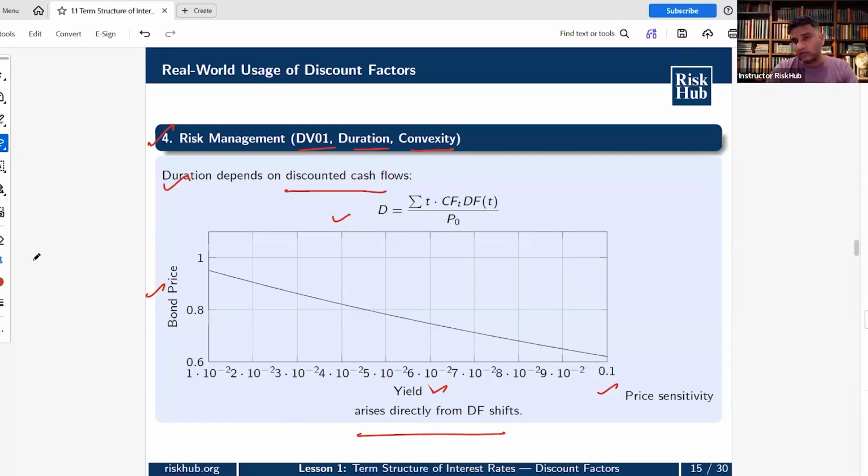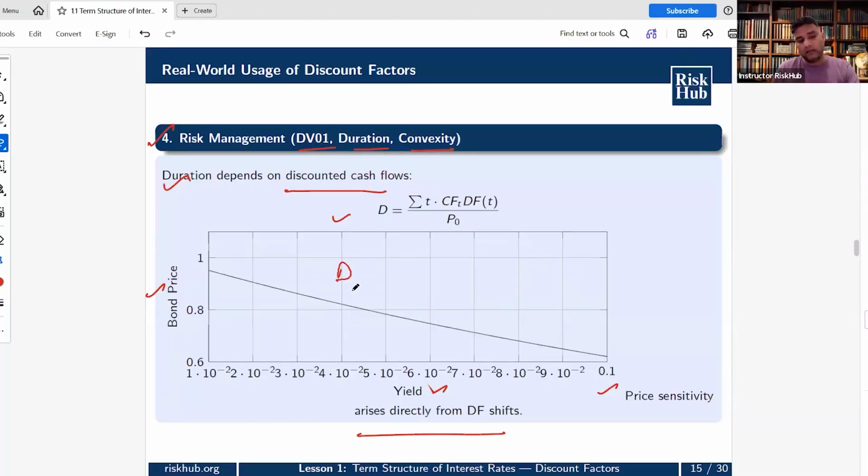If you look at the chart, the horizontal axis is yield from 1% to 10%, the vertical axis is bond price from 0.6 to 1. The single line falls as yield rises. The picture shows price moving in the opposite direction to yield. Macaulay duration, when we look at it, is the weighted average time to cash flow. Units are years.